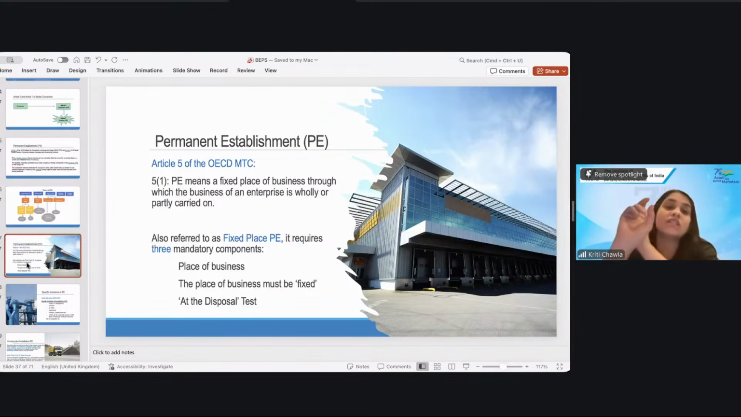There has to be a place of business, that place of business has to be fixed, and there has to be the at the disposal test. What they're really trying to say with place of business is that there has to be some business activity carried on in the source state to call it a permanent establishment. Any business activity has to be carried on. Then this place of business must be fixed, as in it should be stuck to a particular geographical location, identifiable to a specific geographical location. That basically means that the place of business is going to be fixed.